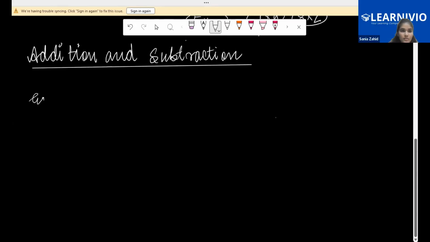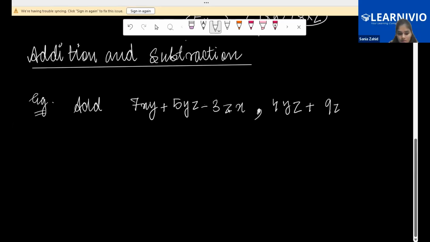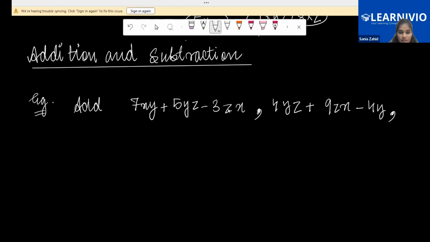So you have the first example, which says, add 7xy plus 5yz minus 3zx. This is the first expression. Second is 4yz plus 9zx minus 4y. And the third is minus 3xz plus 5x minus 2xy.